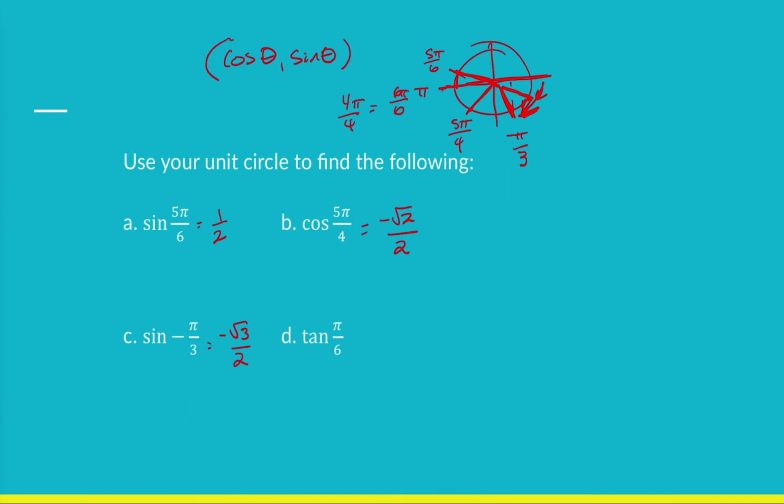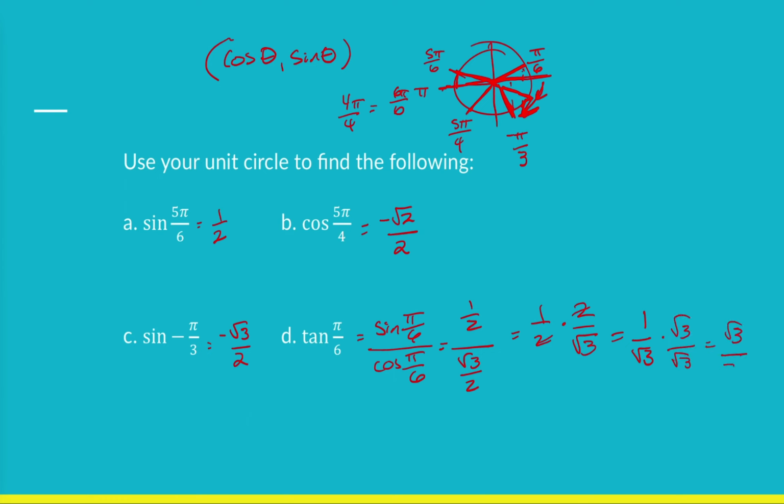And then pi over 6. The tangent of pi over 6 is going to be the sine of pi over 6 over the cosine of pi over 6. The sine of pi over 6 is the y-coordinate, which is 1/2. And the cosine is the x-coordinate, which is root 3 over 2. And your 2's cancel, and you get 1 over root 3. Or if you rationalize that denominator, you get root 3 over 3.